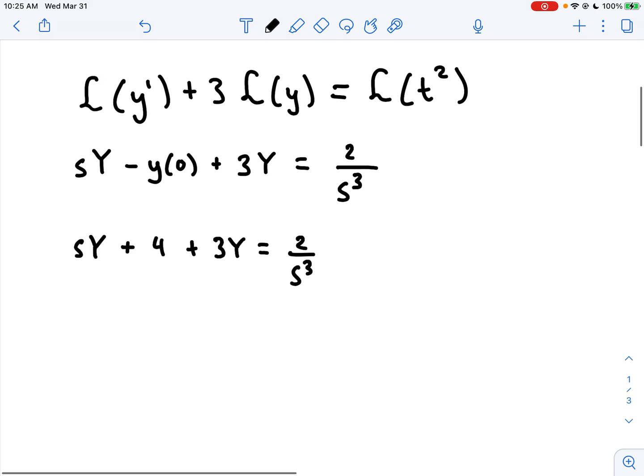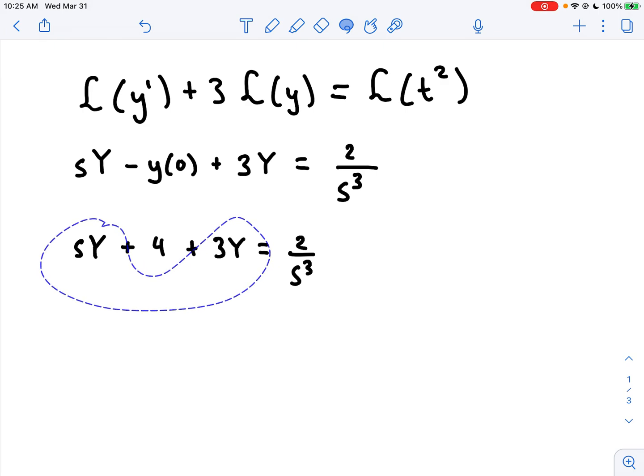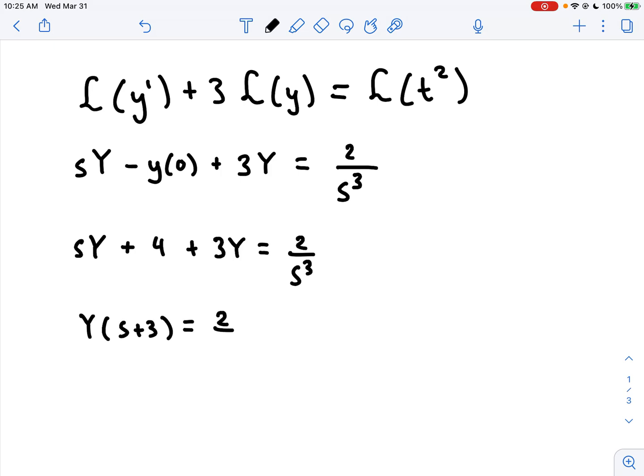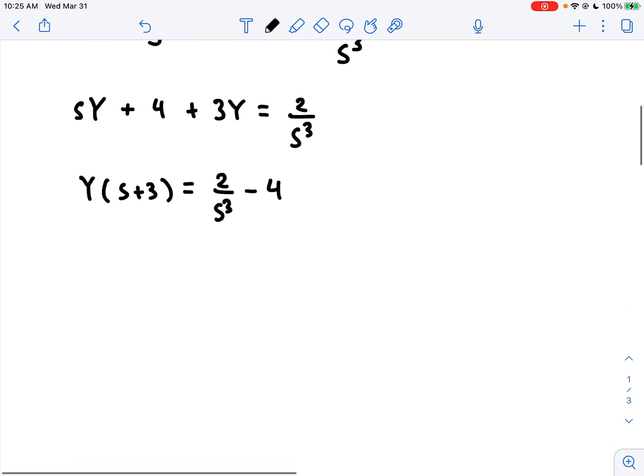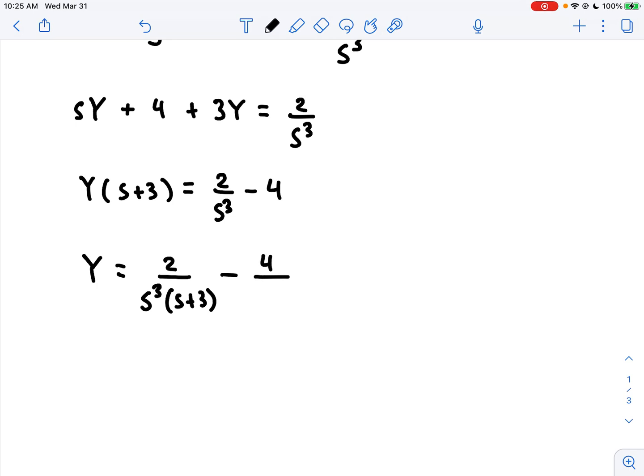So subtracting 4 will be in order. Then I'm going to group these two capital Y terms together and factor out the capital Y. So we have capital Y times s plus 3 is equal to 2 over s cubed minus 4. And then finally, divide. So we get capital Y is equal to 2 over s cubed times s plus 3, minus 4 over s plus 3, dividing each term by its own s plus 3.